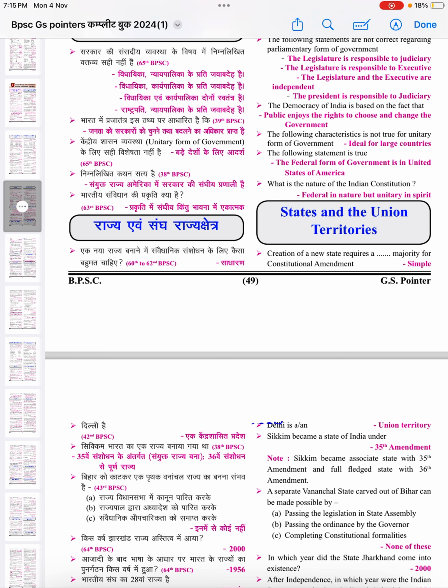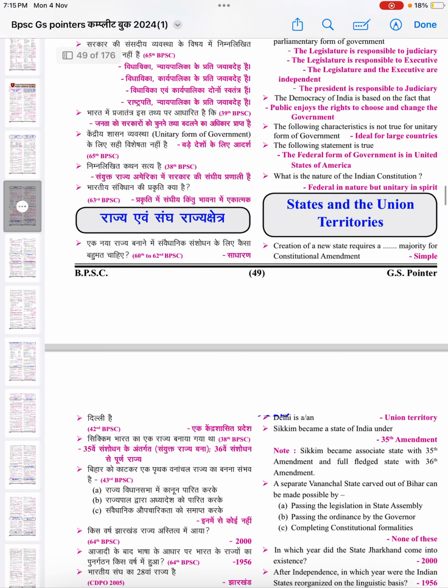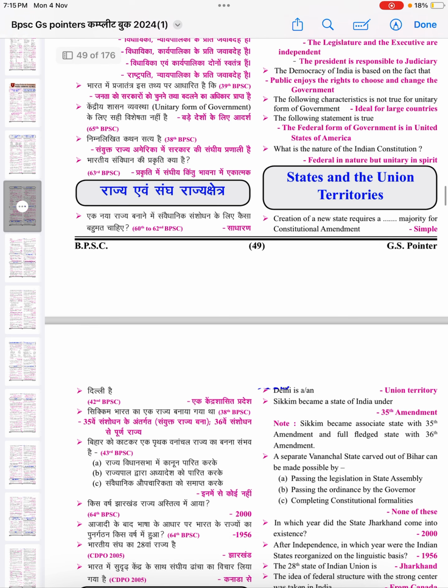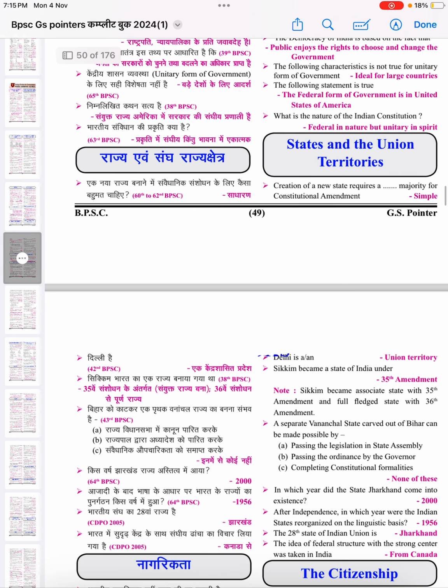The following characteristic is not true for unitary form of government, ideal for large countries. The following statement is true. The federal form of government is in USA. What is the nature of Indian Constitution? Federal in nature but unitary in spirit. States and the Union Territory.